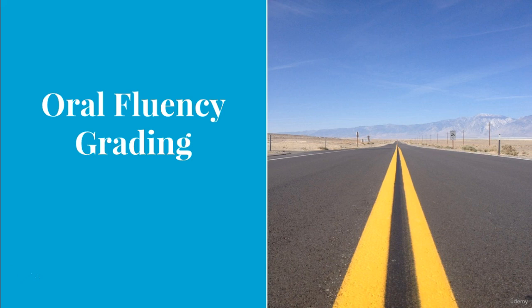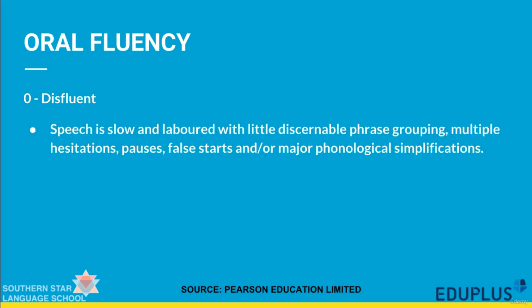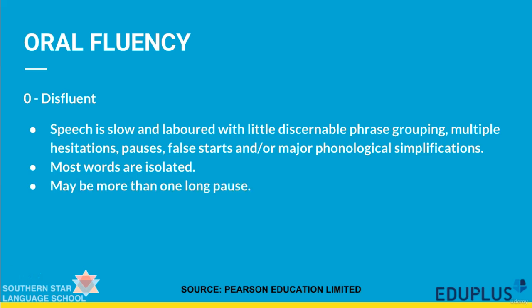Now, when it comes to oral fluency, there are also a few grading rules for this as well. A person will get 0 points in what we call disfluent. Speech is slow and labored with little discernible phrasing grouping, multiple hesitations, pauses, false starts, and/or major phonological simplifications. Most words are isolated, and there may be more than one long pause.